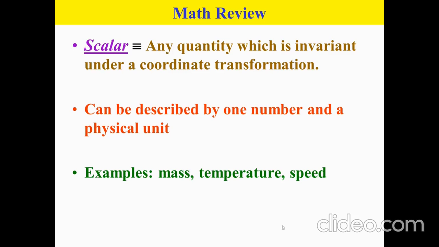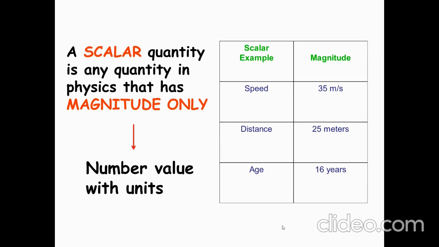You might be familiar with the definition that you have read in school, that a scalar quantity is any quantity in physics that has magnitude only. It is represented by some number value and appropriate units to go along with it. For example, speed could be 35 meters per second. Similarly, if we are trying to find the age of a person, we can write it as 16 years. So these are examples of what a scalar is.